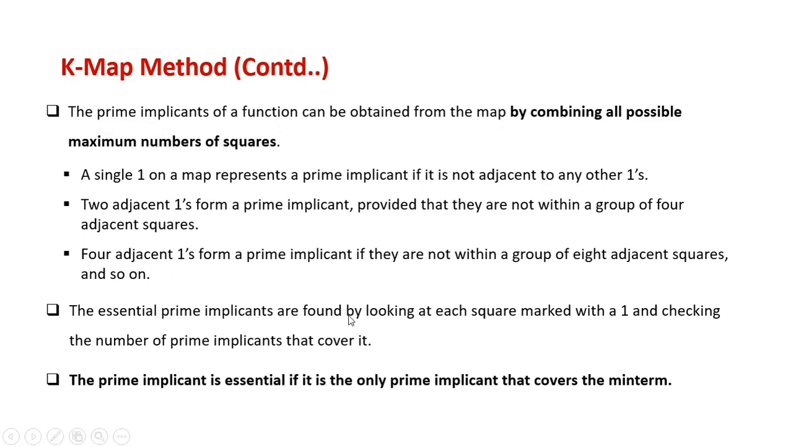Then the essential prime implicant can be found by looking at each square marked with 1. In a K-map, a minterm which is present in the function is marked by 1. So we have to check each minterm, each one which is filled in the K-map, and check the number of prime implicants that cover it. If a square is covered by only one prime implicant, then that is the essential prime implicant. So the prime implicant is essential if it is the only prime implicant that covers the minterm.